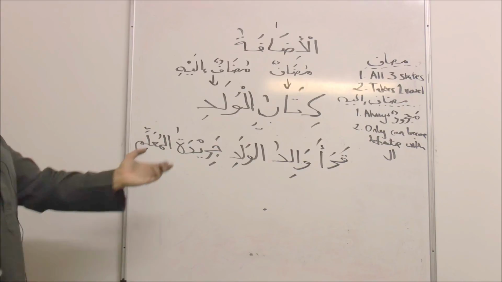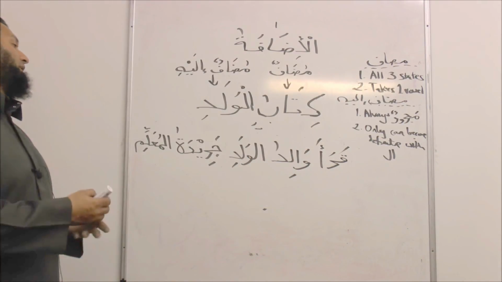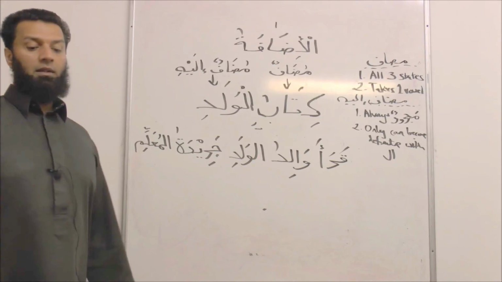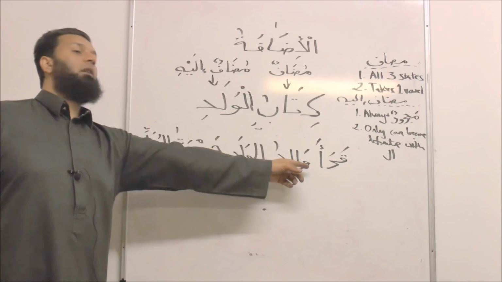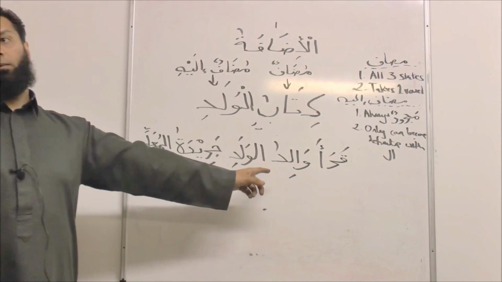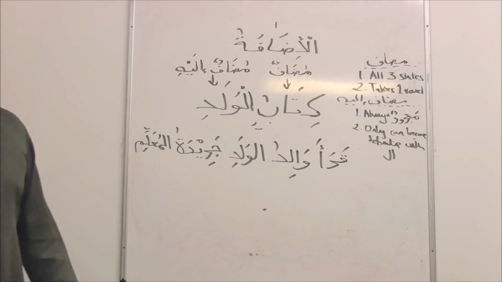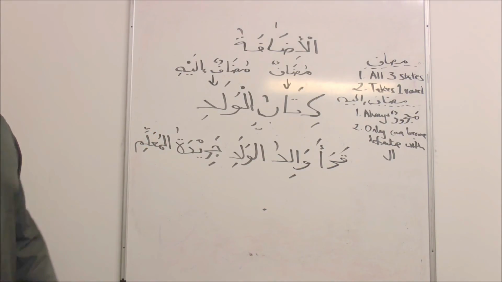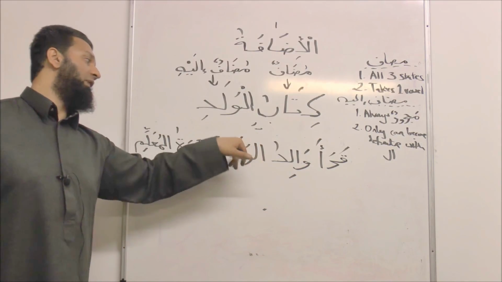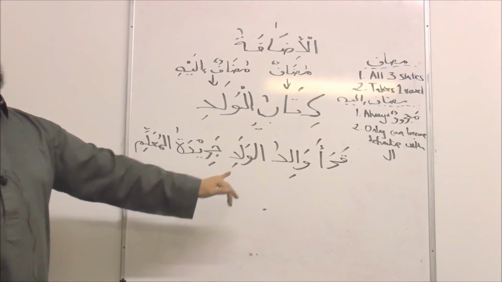So, let's break it down. This is a jumlatul fi'liya. Which one is the fi'lun? The fi'l is qara'a. Who is the fa'ilun? Walidu. How do we know it's the fa'ilun? It's marfu'un. This is just a mudafun ilayhi to walidu, and it's always a majruru.